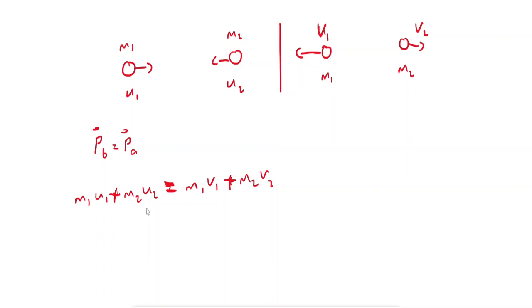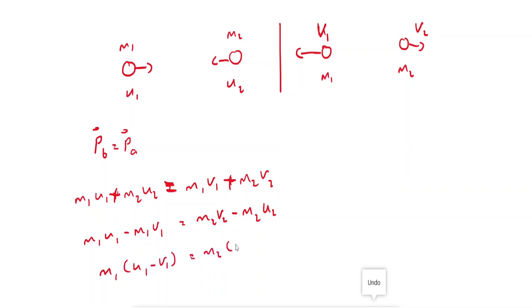And then you could group the v1s and you could group the v2s as we did before. So this is just m1 u1 minus m1 v1. This is going to be m2 v2 minus m2 u2. Okay, so this is going to be m1 (u1 minus v1). This is going to be m2 (v2 minus u2), and this is fine. All right, so just call it equation one. So you can already guess what's going to happen.